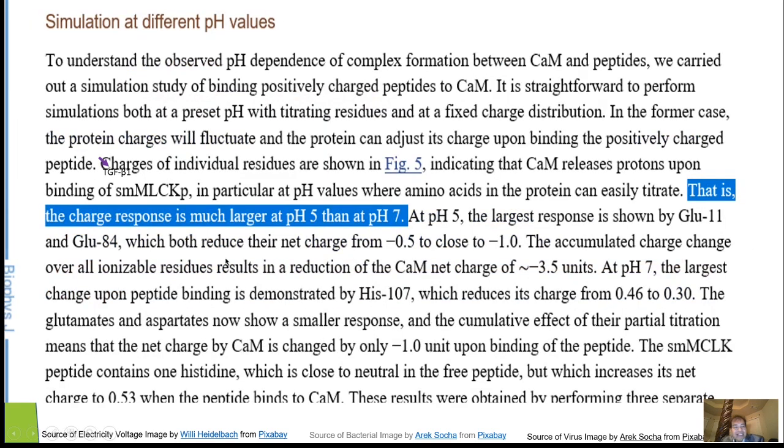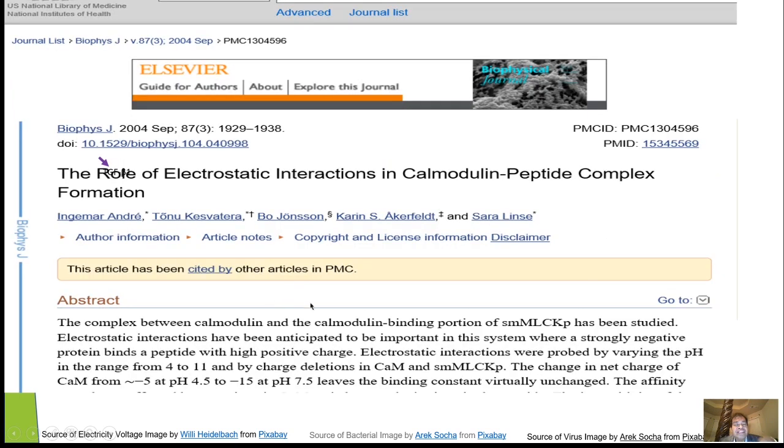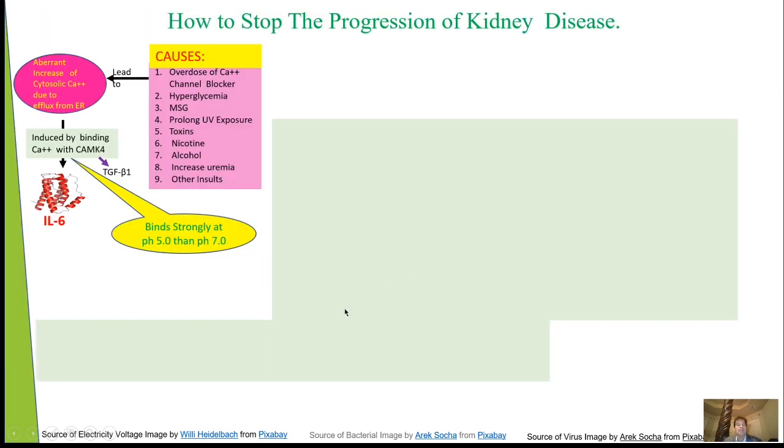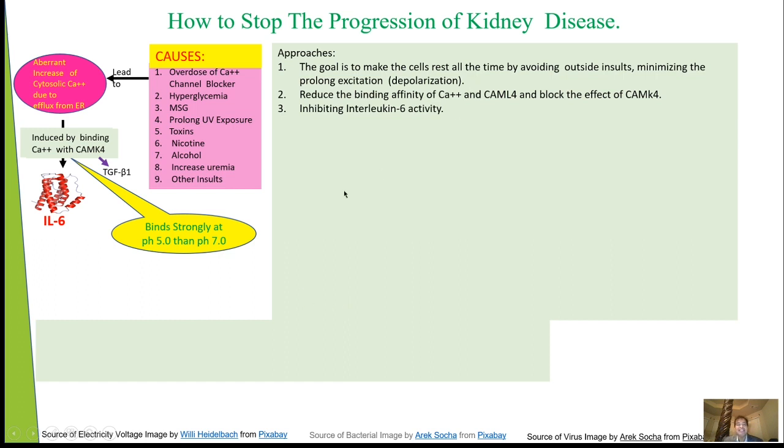Now, the charge response is much larger at pH 5. Now you see why alkalinization of your body is so important. So this is our approach. The goal here is to bring our cells back to the resting state all the time. The second goal is to reduce the affinity of calcium calmodulin and block the effect of CAMK4. The third approach is inhibiting interleukin 6 activity.